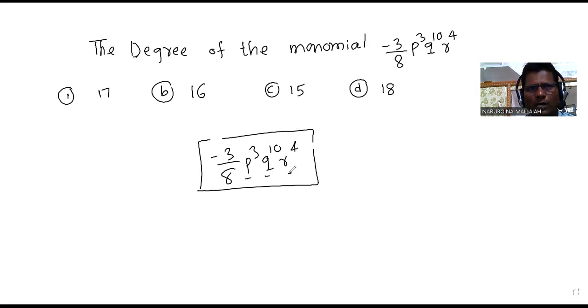To find the degree, we have to add all the powers of these variables. See, p, q, r are variables. They have powers 3, then 10, then 4. Add all these powers to get the degree. So 3 plus 10, 13, 13 plus 4, 17. 17 is the answer. So to find the degree of a monomial, we have to add all the powers of the given variables. That's it.